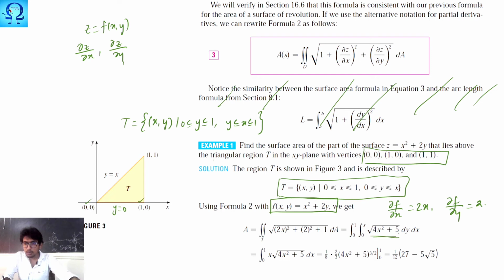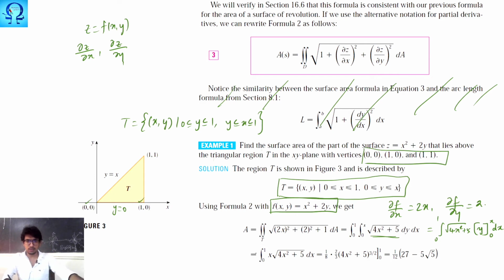Here this is independent of y, so we will treat this as a constant and integrate with respect to y. So you are going to have integral 0 to 1 under root 4x square plus 5, then y over the limit 0 to x, and then dx you have. So when you substitute the limits, you are going to have integral 0 to 1 x multiplied with under root 4x square plus 5 dx.